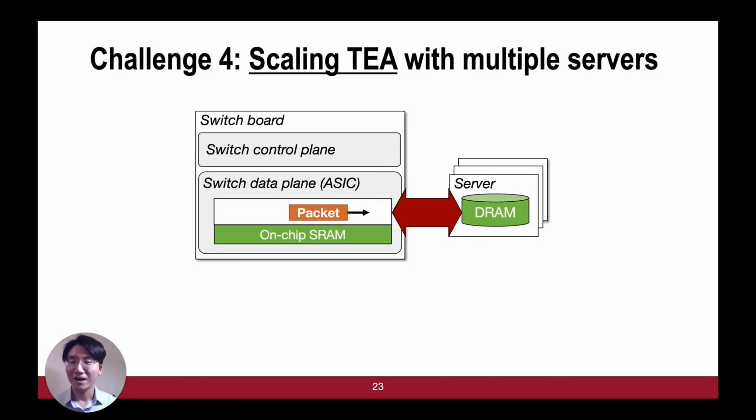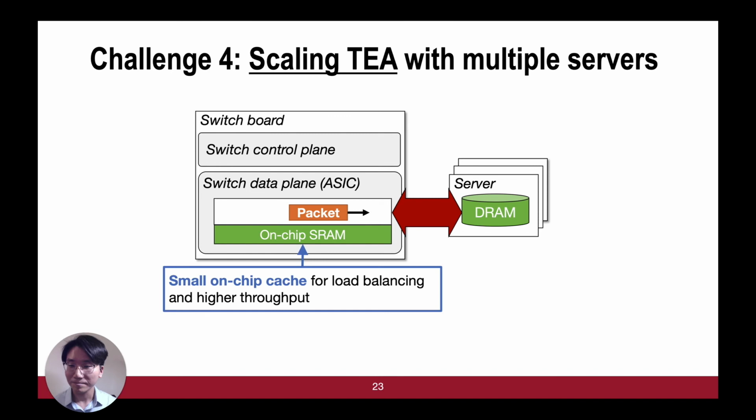So far, I've explained a basic design of T with a single server. As mentioned earlier, we could improve the performance and availability with multiple servers, but there are some challenges. So here I'll just briefly mention our high-level ideas to address them, and please refer to our paper for more details. The first idea is to balance memory access loads across multiple servers as well as scale out the throughput.